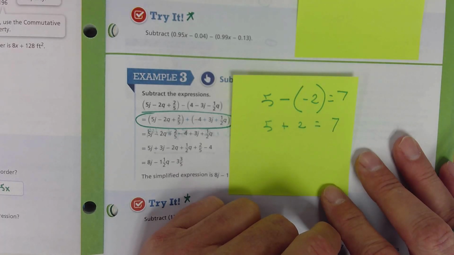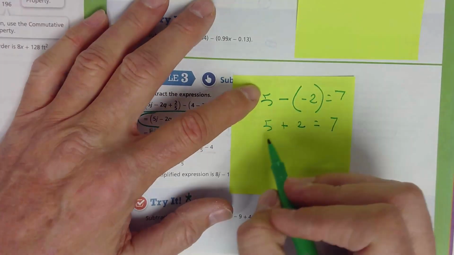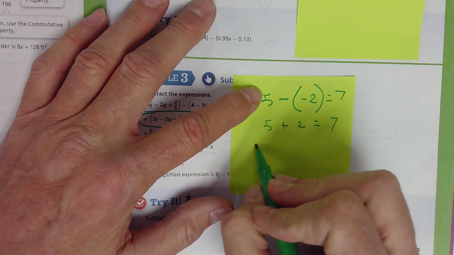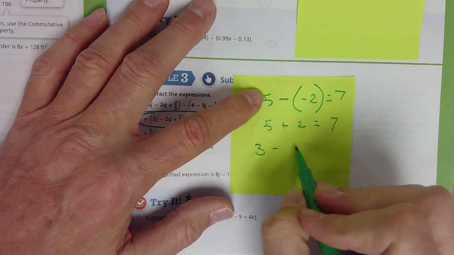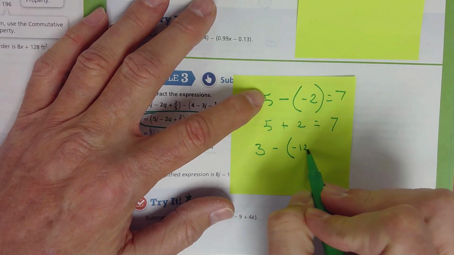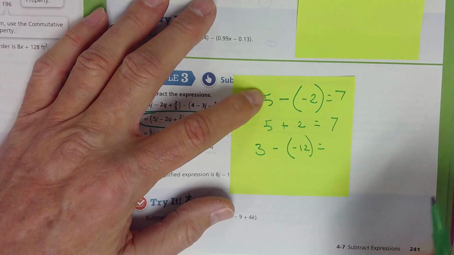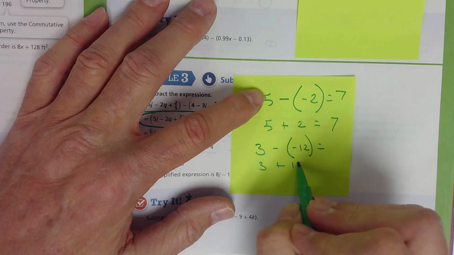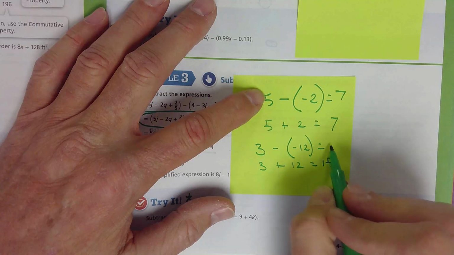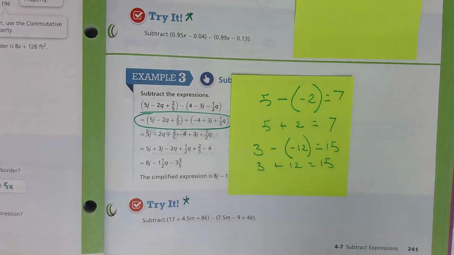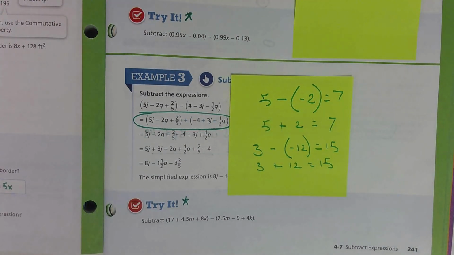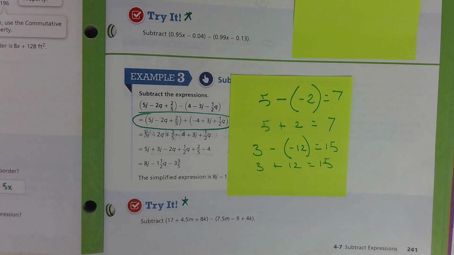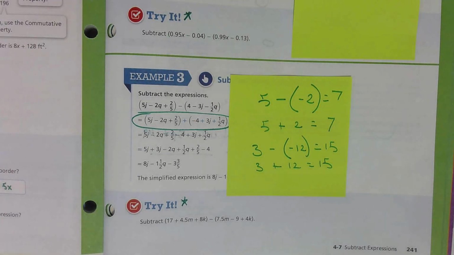All right? So if I wrote something like 3 subtracting, and then I put it in parentheses, a -12, it would be the same as 3 adding 12, which would be 15. So just keep that in mind. When we're subtracting expressions, you're going to change the sign of the number that follows.